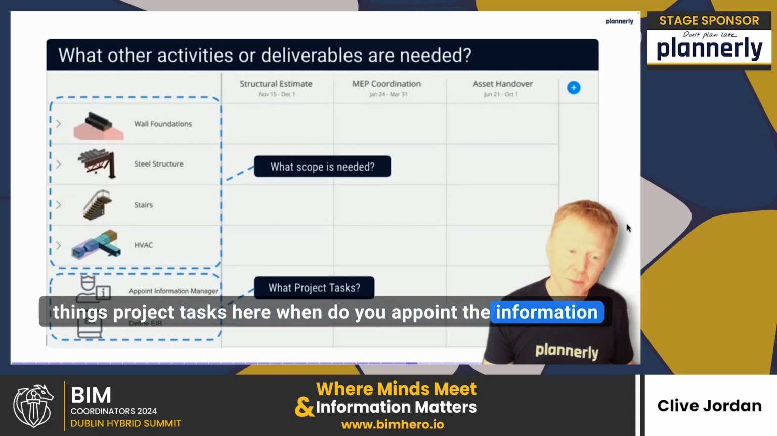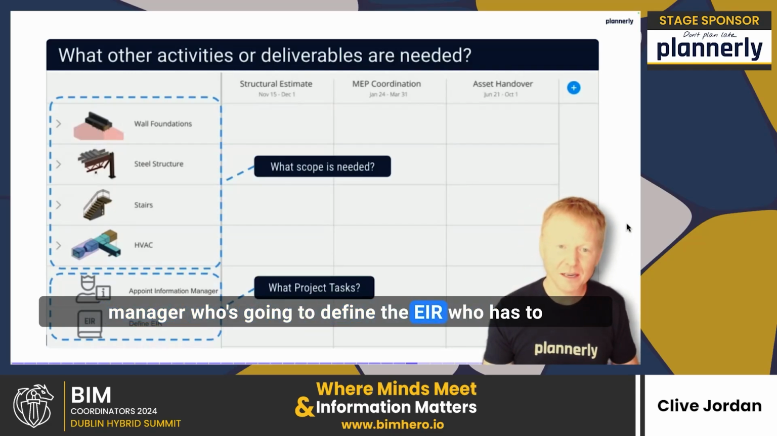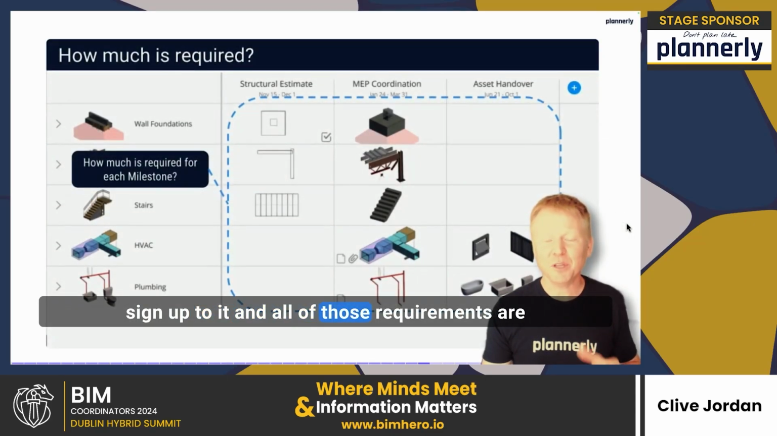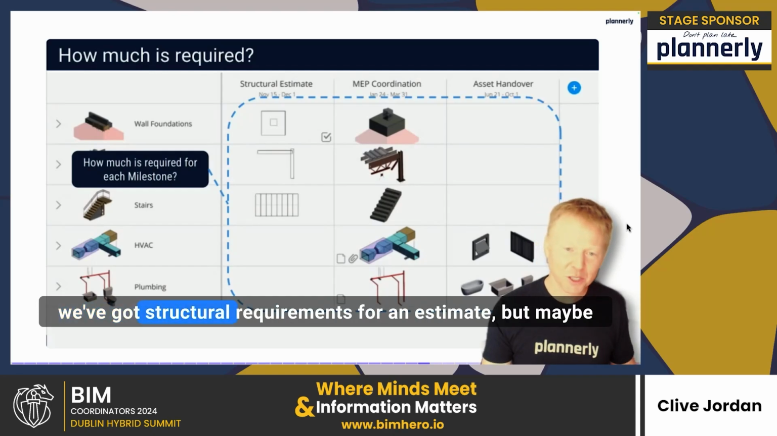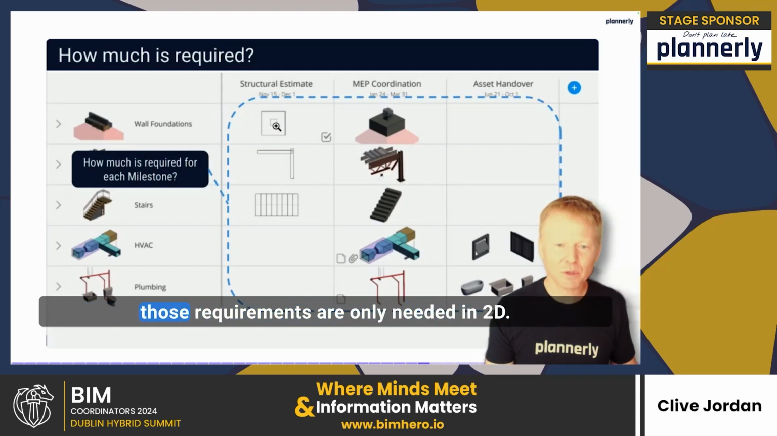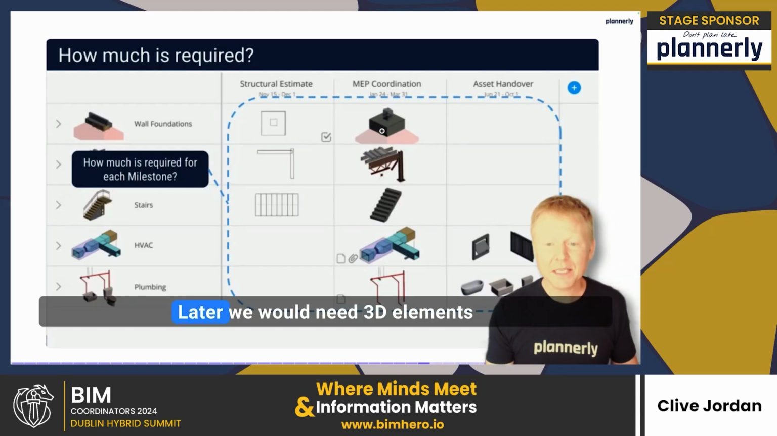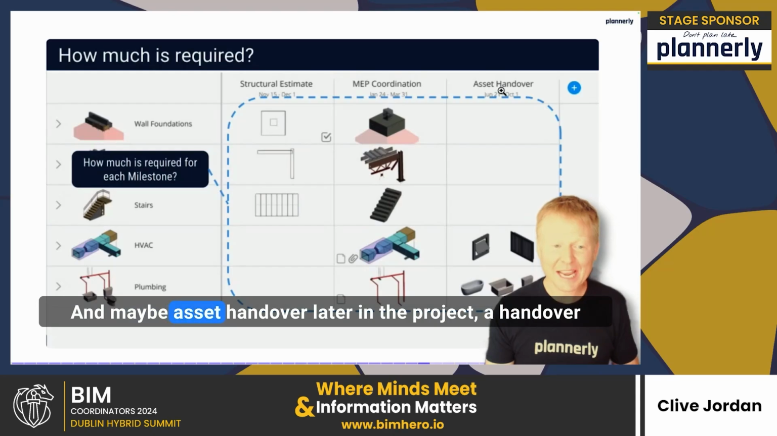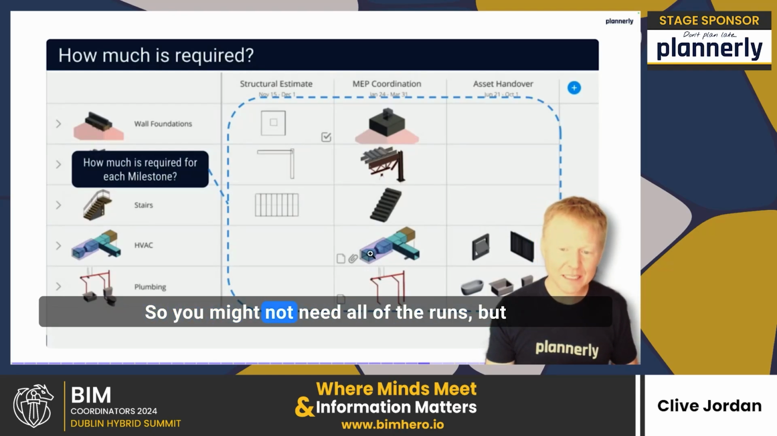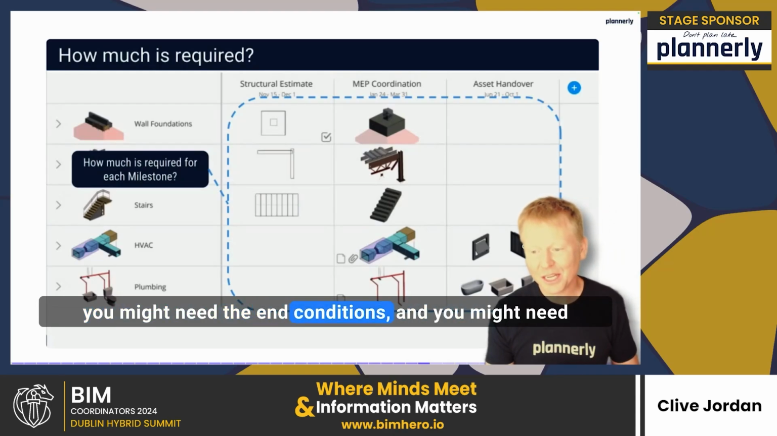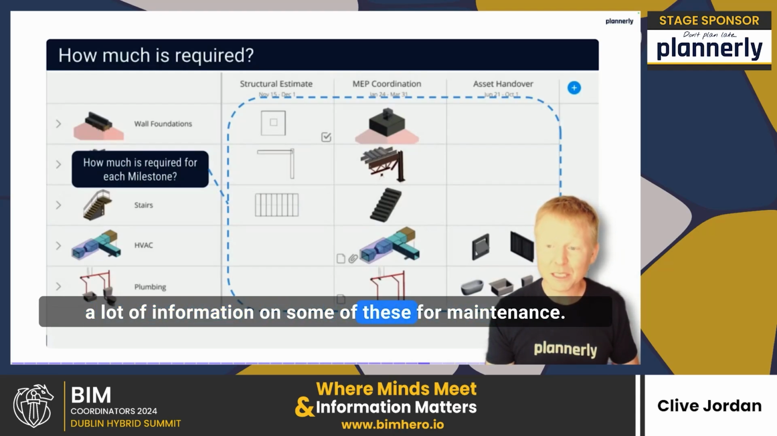Here, when do you appoint the information manager? Who's going to define the EIR? Who has to sign up to it? And all of those requirements are defined in a grid. So you start to understand here, we've got structural requirements for an estimate, but maybe those requirements are only needed in 2D. Later, we would need 3D elements for some kind of coordination. And maybe at asset handover, later in the project, at handover of certain parts of that workflow, of the different stages in the project, you might need less geometry. So you might not need all of the runs, but you might need the end conditions, and you might need a lot of information on some of these for maintenance.